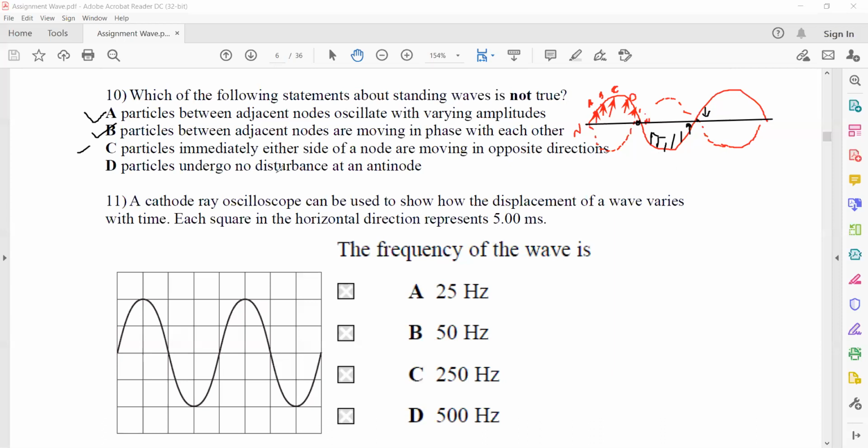The particle undergoes no disturbance at antinode. At the antinode, the maximum displacement is there, so the particles do undergo a disturbance. It should say node here. If it said the particle undergoes no disturbance at node, then it would be true. But they mention antinode, and antinode is the maximum displacement. So without movement of the particle, how can it have displacement? So D is the right answer, which is not a true statement, because they are asking which statement is not true. Is it clear?